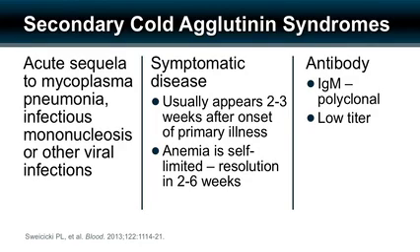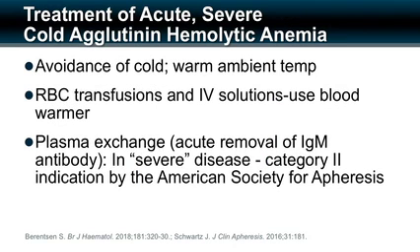The good news is the anemia is generally self-limited, and these patients are generally followed with resolution. And when we check their antibody, they generally tend to be polyclonal and low-titer antibodies. However, serious and even intravascular hemolysis may occur. This brings us to how we treat cold agglutinin hemolytic anemia.